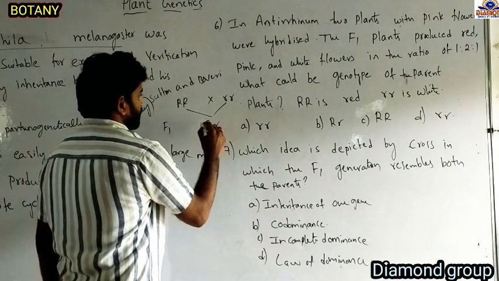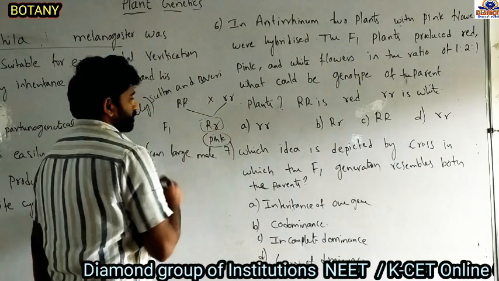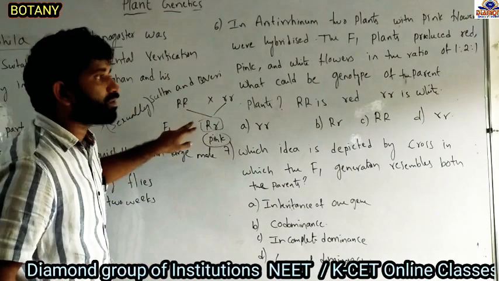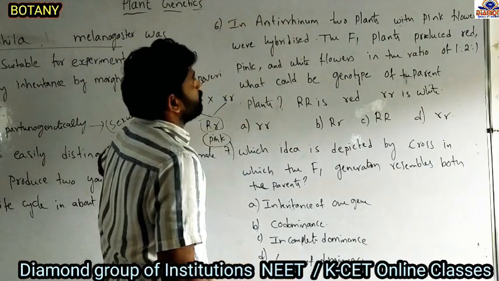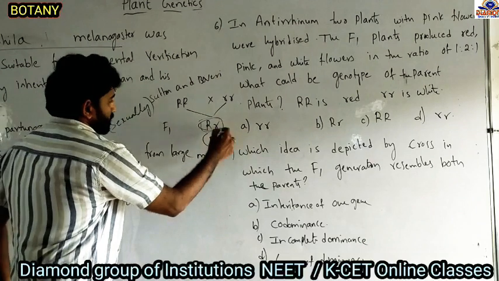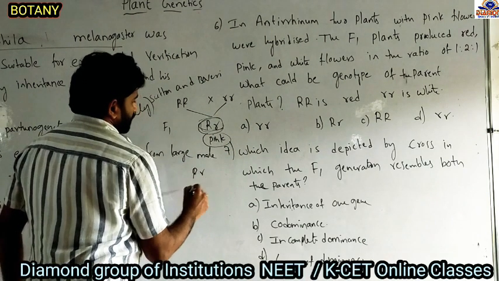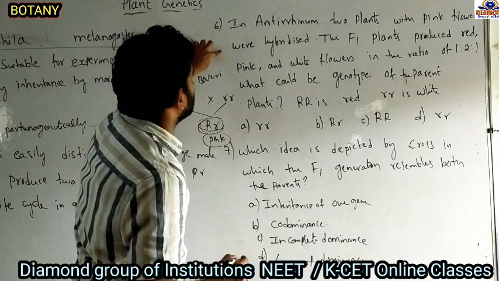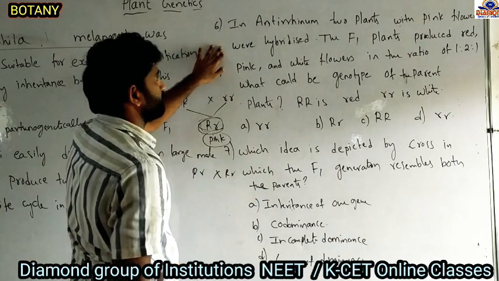The intermediate character is pink flower. So now this pink is called hybridized. See now, in Antirrhinum, two plants with pink flowers are hybridized. We have done the hybridization or self-pollination.